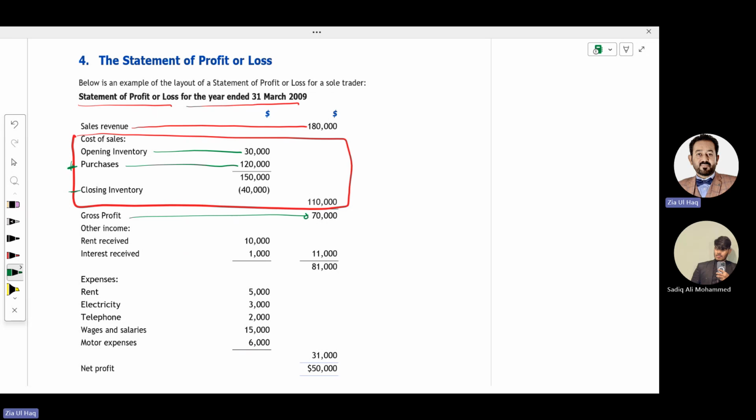Can you understand this? How to calculate gross profit? Sale minus cost of sale is equal to gross profit. Gross profit can be abbreviated as GP. How to calculate cost of sale? Opening inventory plus purchases minus closing inventory.